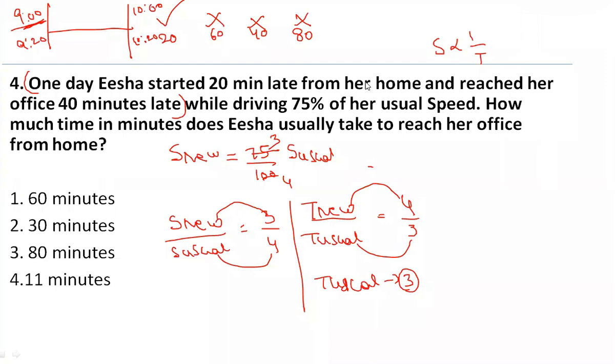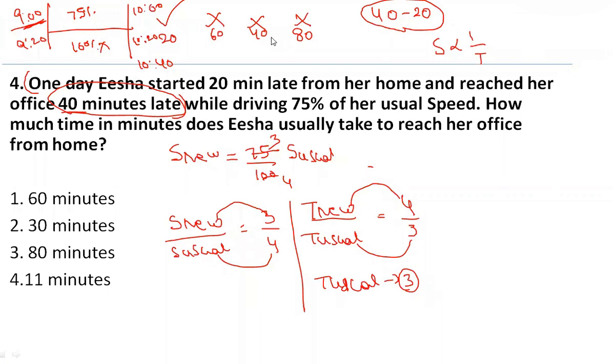That's it. But what happened here? She traveled with only 75% of her speed, not with 100% of her speed. Because of that, she reached her office 40 minutes late. She needed to reach by 10 o'clock, but she is reaching by 10:40. That means with the base time of 10 o'clock, it is 40 minutes late. But out of the 40 minutes, you have to subtract 20 minutes, because that 20 minutes is not because of the speed.